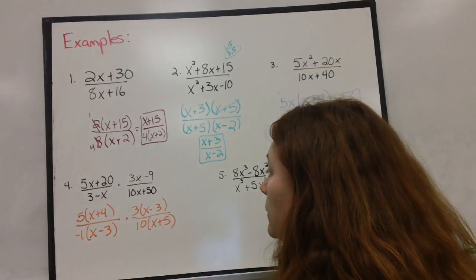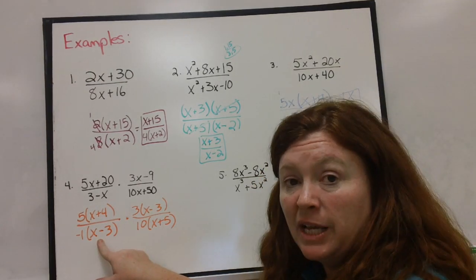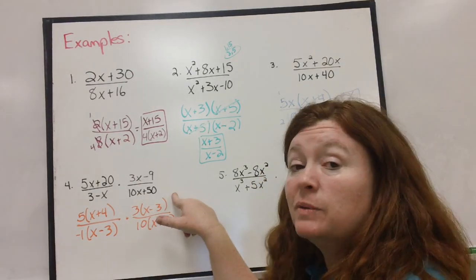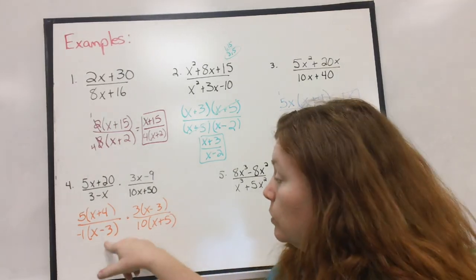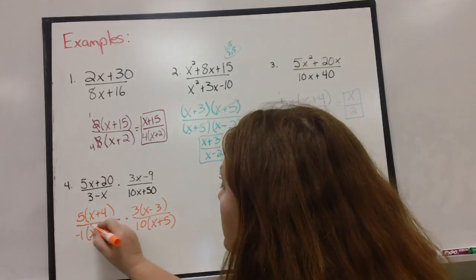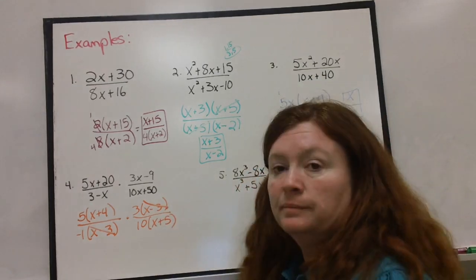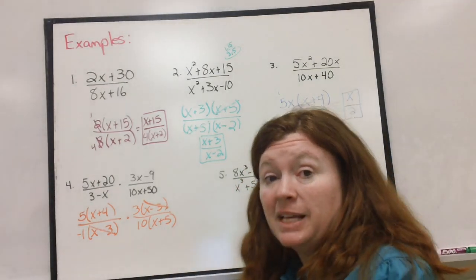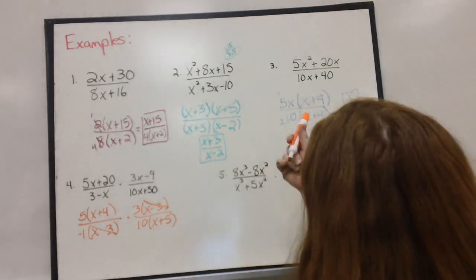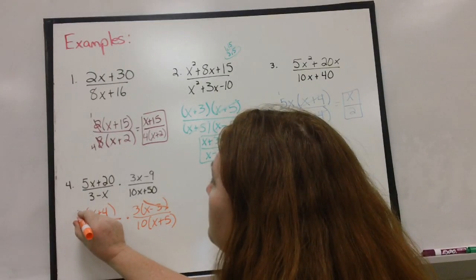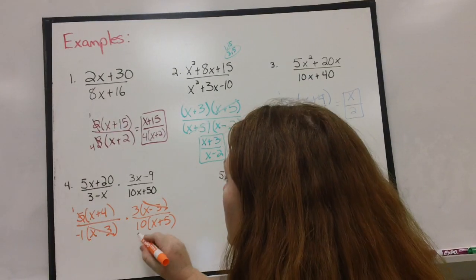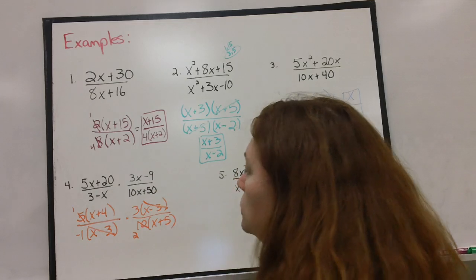So, for example, I see an x minus 3 over here, and I see an x minus 3 up here. One's in a numerator, one's in a denominator. They can cancel. I also see a 5 that can cancel into a 10. 5 goes into 5 one time, 5 goes into 10 2 times.